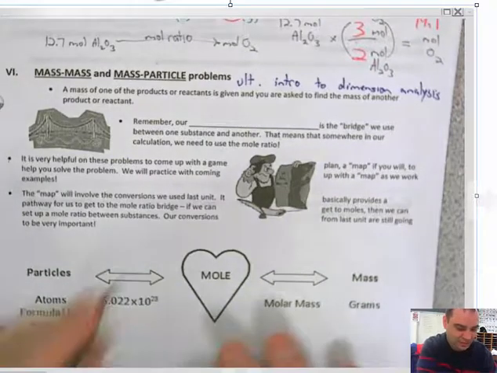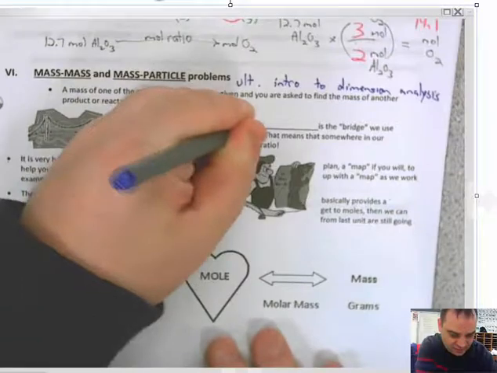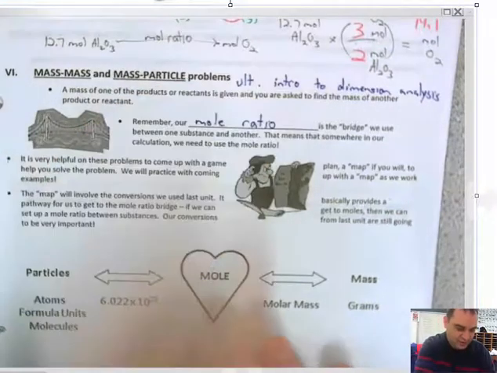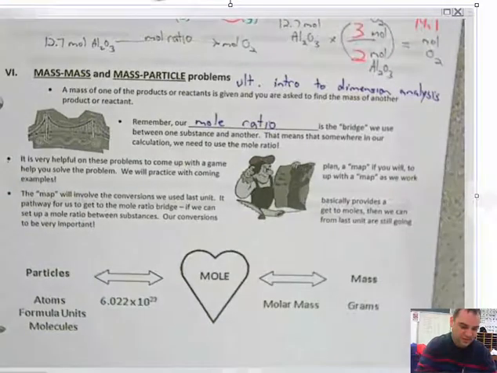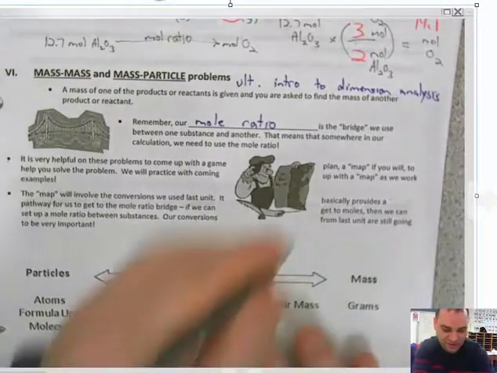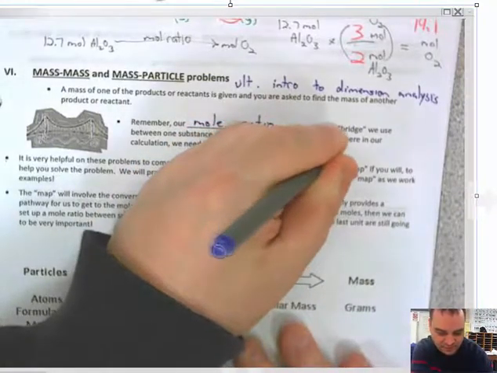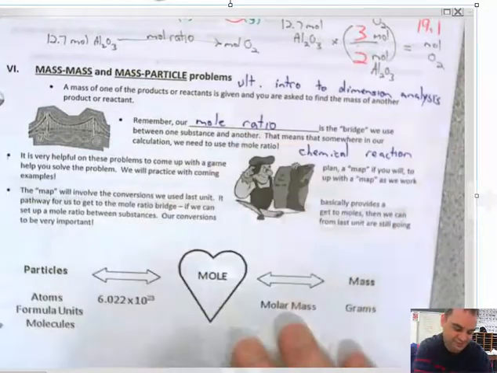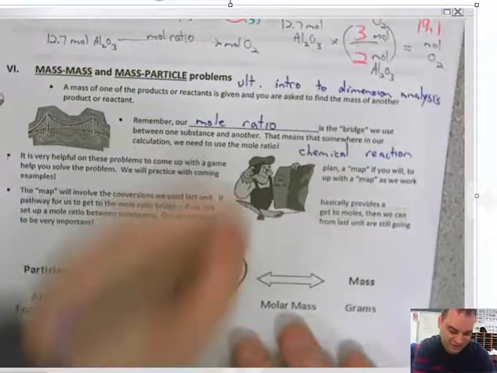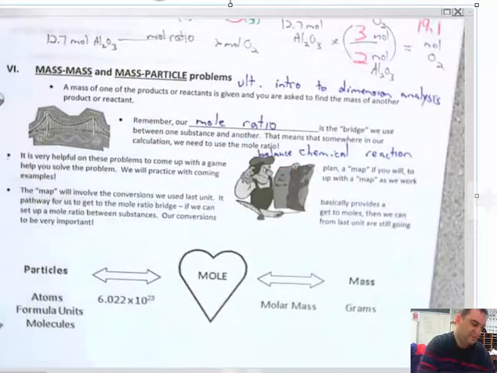So, remember our mole ratio. This is our bridge that we use to go from one substance to another. That means somewhere in our calculation we're going to need a mole ratio, which also means we're going to need a chemical reaction. Okay? You're going to need a balanced chemical reaction.